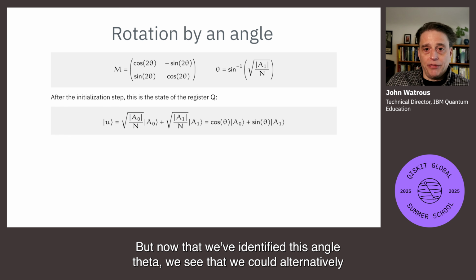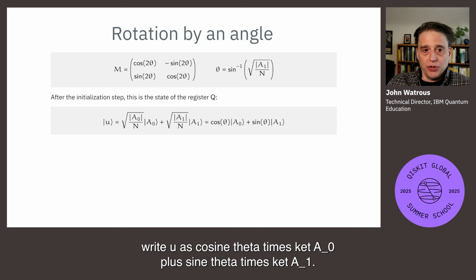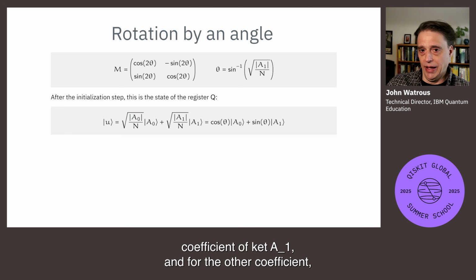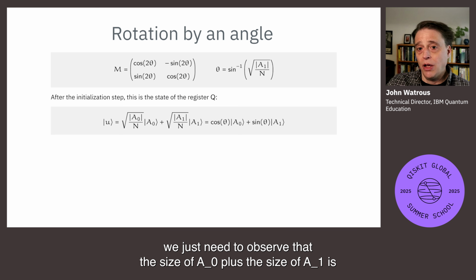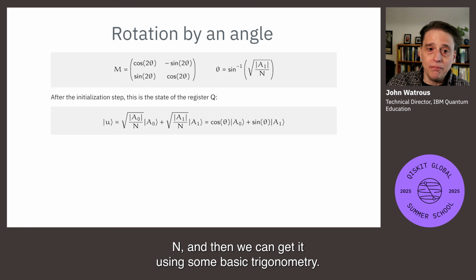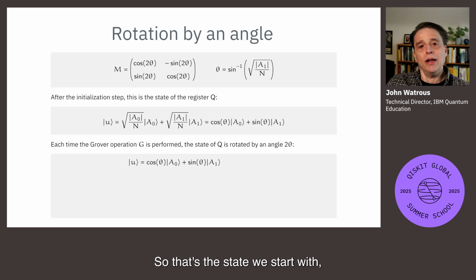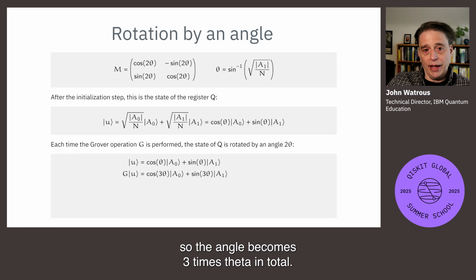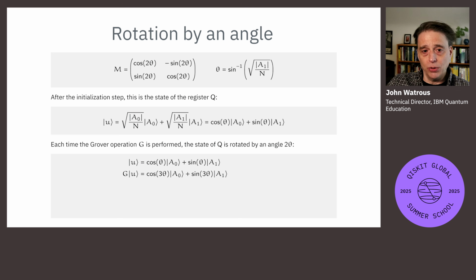But now that we've identified this angle theta, we see that we could alternatively write ket U as cosine theta times ket A0 plus sine theta times ket A1. That's clear for the coefficient of ket A1, and for the other coefficient, we just need to observe that the size of A0 plus the size of A1 is n, and then we can get it using some basic trigonometry. So, that's the state we start with, and the first time we apply G, we rotate by an angle of 2 times theta, so the angle becomes 3 times theta in total.